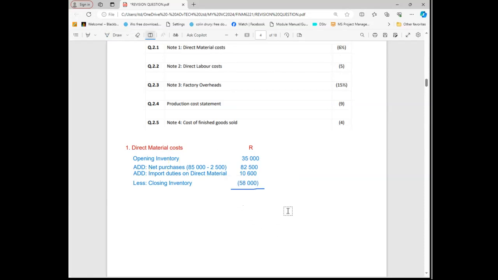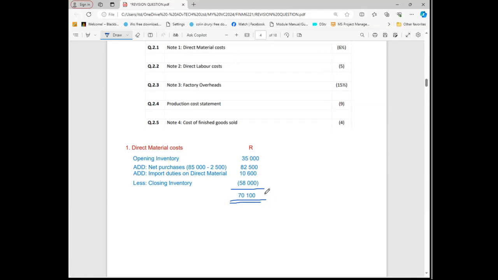The total is plus 82, plus, the final total is 70,100. 70,100. This is what they wanted with the note. This is note number one. This is what they wanted.